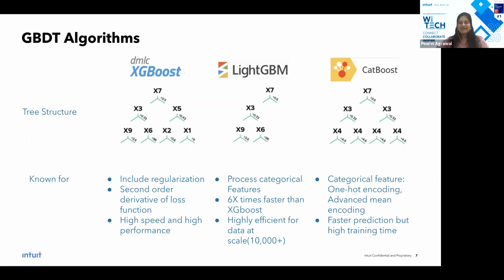Yeah, so it also takes the categorical features, and it applies one-hot encoding or advanced mean encoding at the backend. Now it is not prone to overfitting because of the way it calculates the residual of each data point. So it is a very highly efficient algorithm.